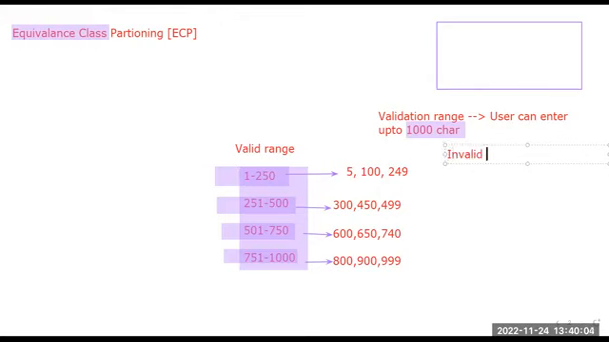And here we also have an invalid range. So what will be the invalid range for this particular input field? 1001. Correct, guys? Yes or no? 1001 plus will be the invalid range. Because if you enter more than 1,000 characters, it will throw an error message, which means that is the invalid range. If you give 0 characters, it will also throw an error message, because 0 is not acceptable.